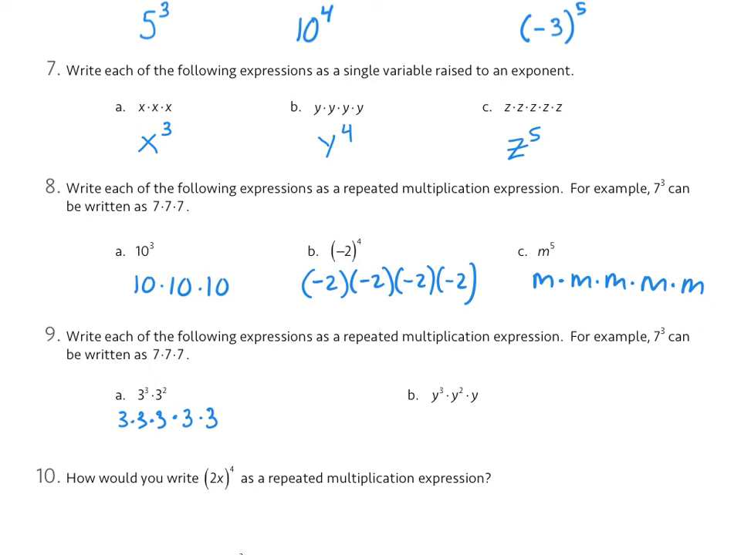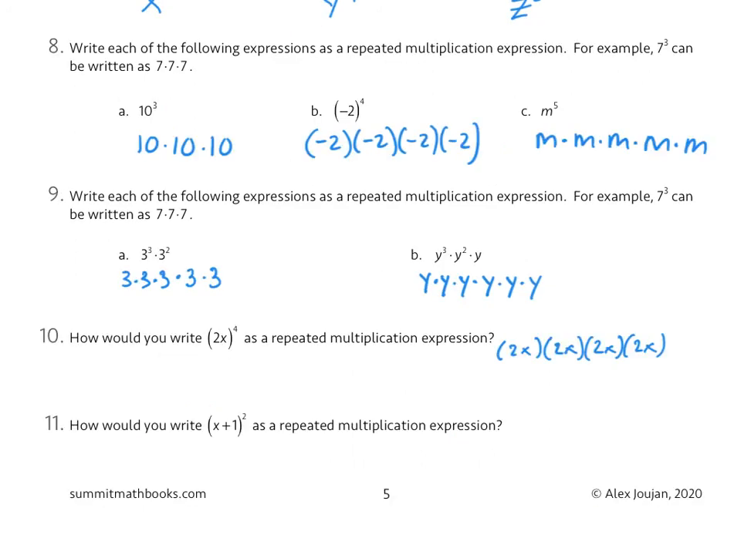Part B, y to the 3rd times y to the 2nd times y. Y to the 3rd would be 3 y's multiplied, times y to the 2nd is 2 more, and then times another y. So we have 6 y's multiplied together. Number 10, how would you write 2x to the 4th as a repeated multiplication expression? Well, I would start with the 2x in parentheses, and then write another 2x, and then another 2x, and another one. You could use dots, you could use other multiplication symbols, but I'll use parentheses for now.